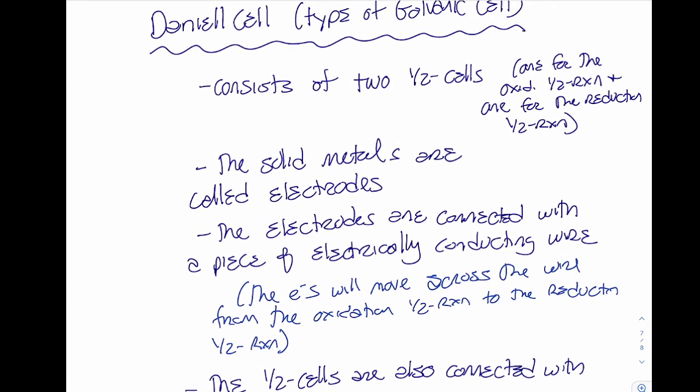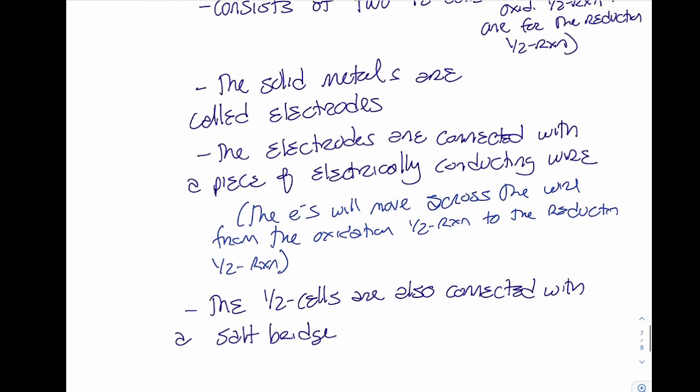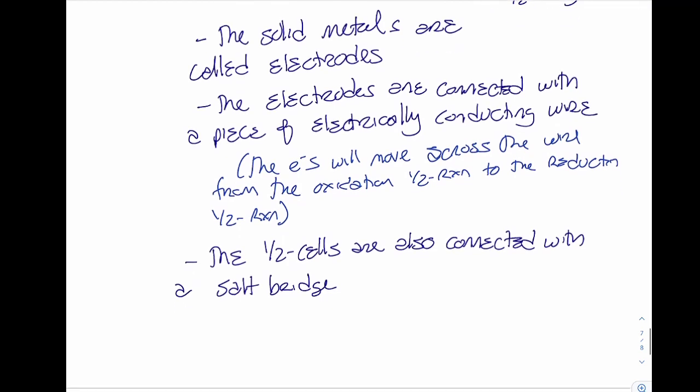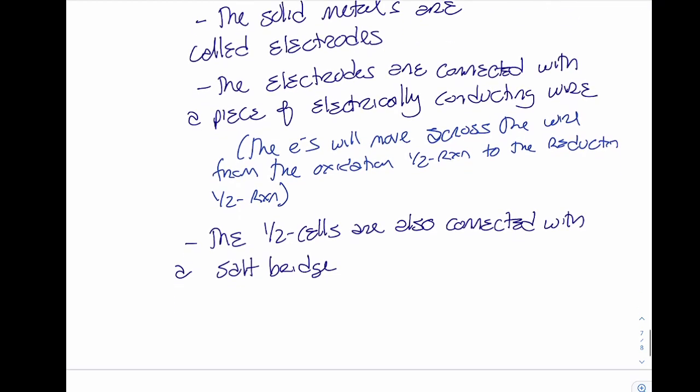We're going to separate the 2 half cells. We're going to connect the metal with a piece of wire. Electrons are going to flow across that wire to get from the oxidation side to the reduction side. That's our electric current. And then to maintain the electric neutrality of our solution, we're going to have a salt bridge. We could write that here. It contains an inert electrolyte.